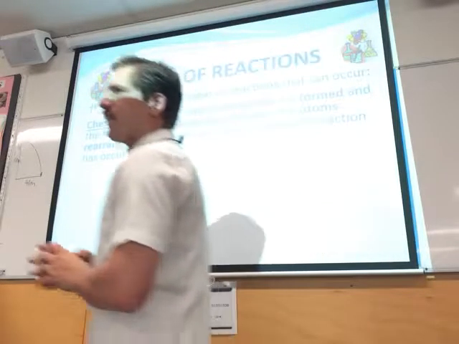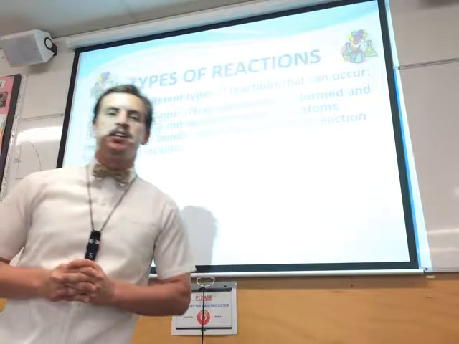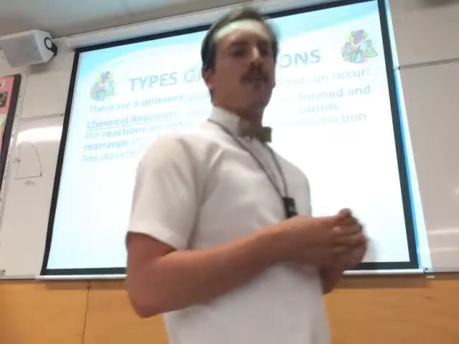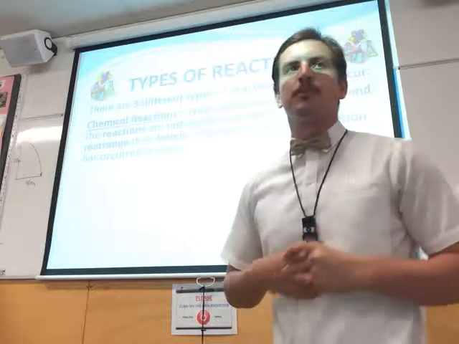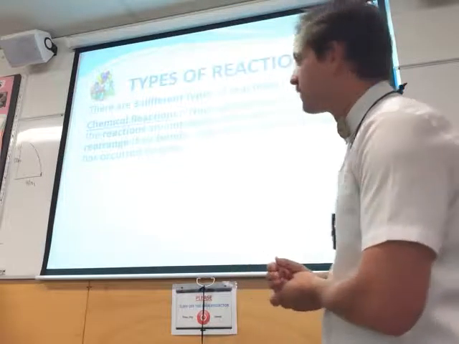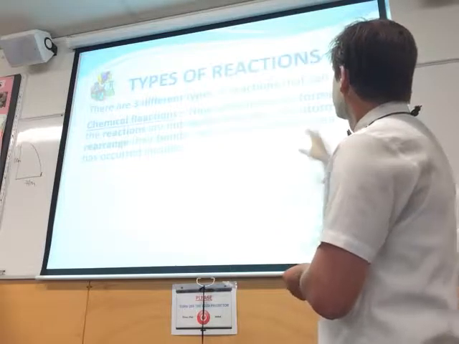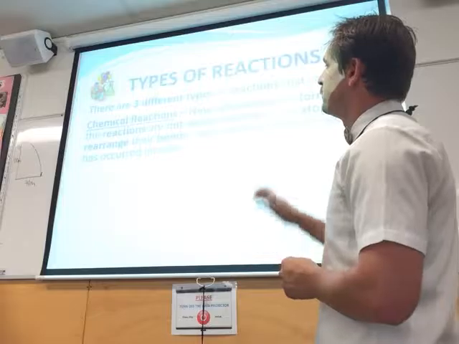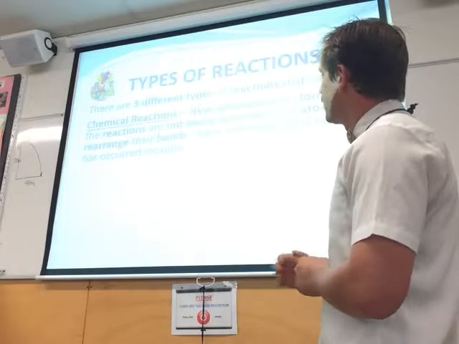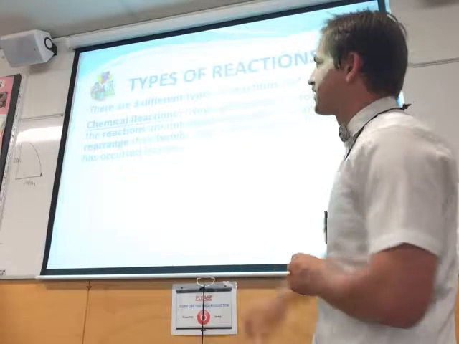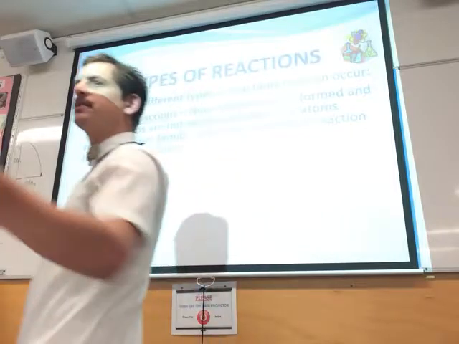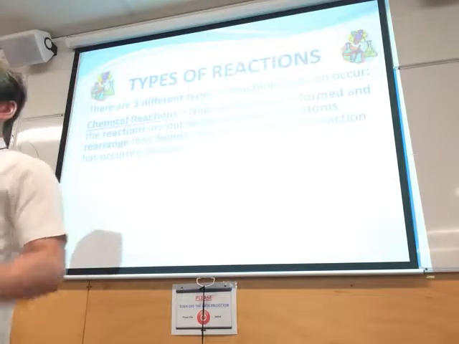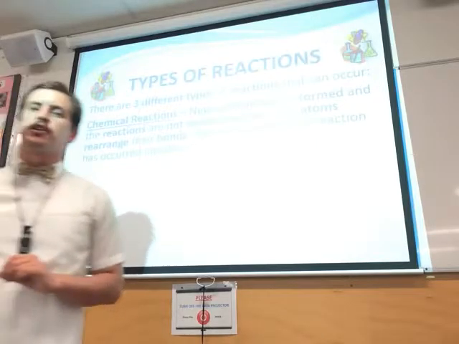There are 3 different types of reactions in the universe. The first is the chemical reaction, which is what we're going to be focusing more on. New substances are formed and the reactions are not easily reversed. The atoms rearrange their bonds. Signs that a chemical reaction has occurred include the following, but we'll see how much we know. So just get that down, and then I'm going to ask you, what are the signs of a chemical reaction occurring?